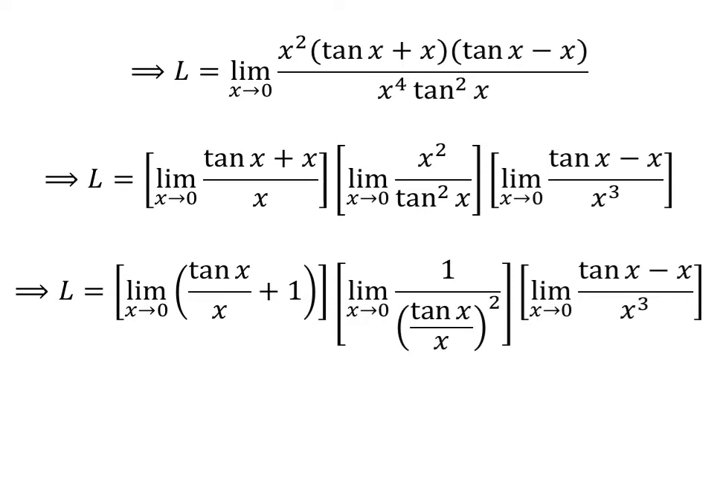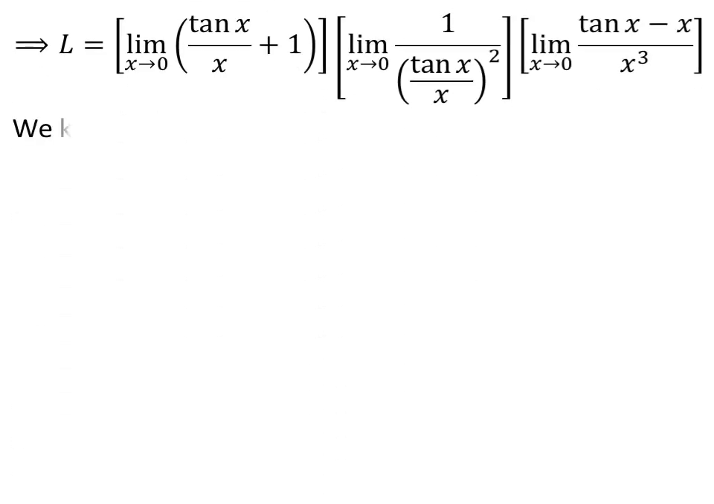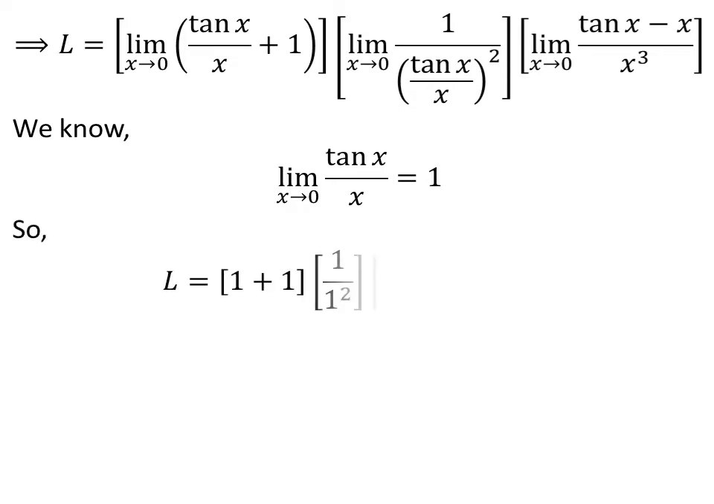Here, I have rewritten the above limit as L is equal to limit of tangent of x upon x plus 1 times limit of 1 upon square of tangent of x upon x times limit of tangent of x minus x upon cube of x as x approaches 0. We know limit of tangent of x upon x as x approaches 0 is equal to 1. So, application of the above fact gives us L is equal to 1 plus 1 times 1 upon square of 1 times limit of tangent of x minus x upon cube of x as x approaches 0.